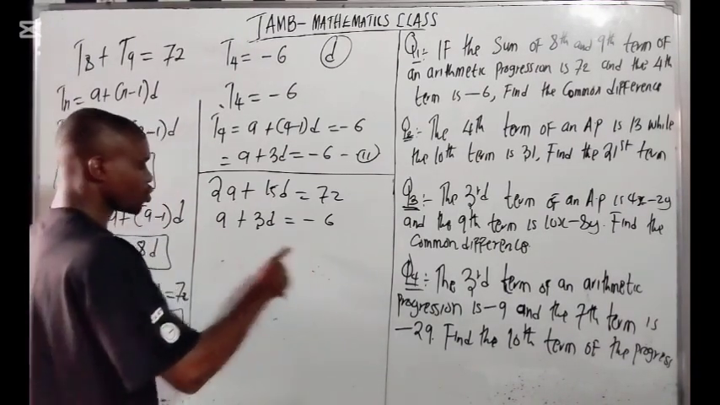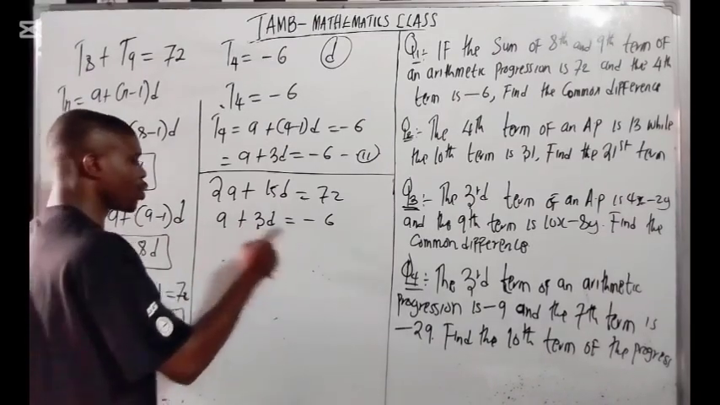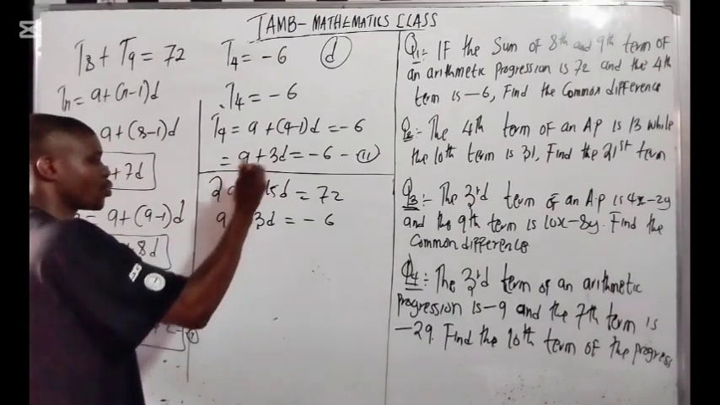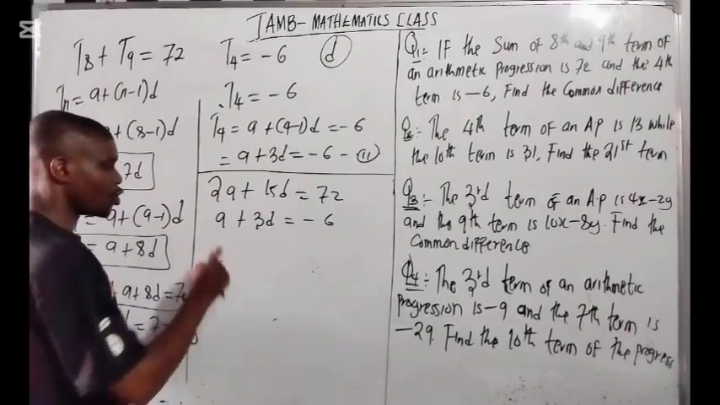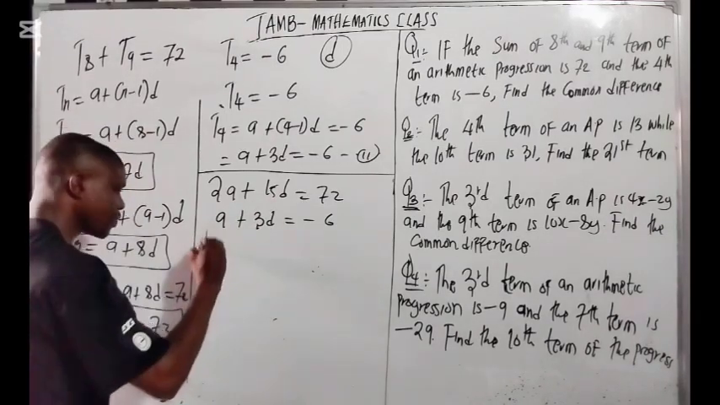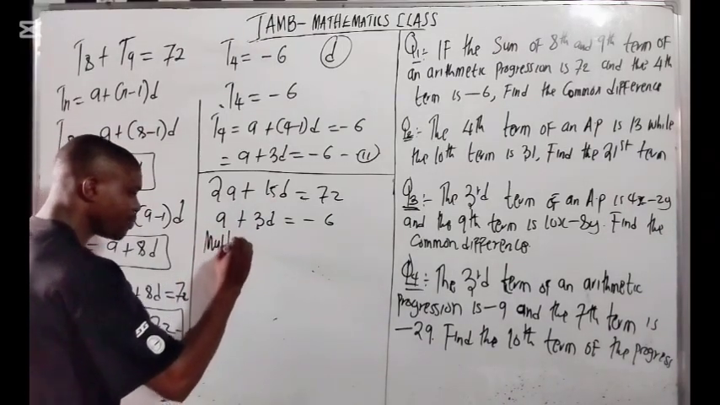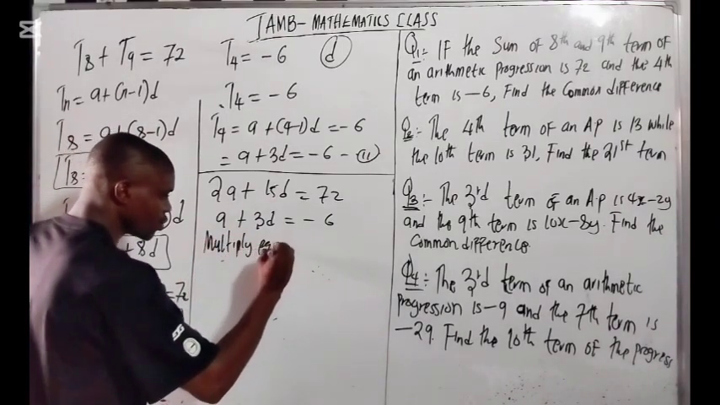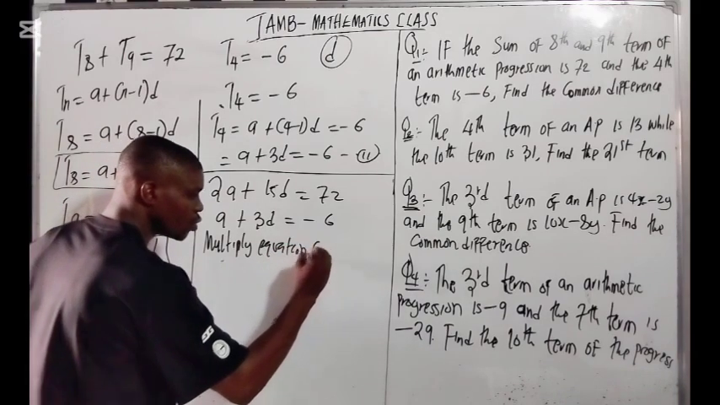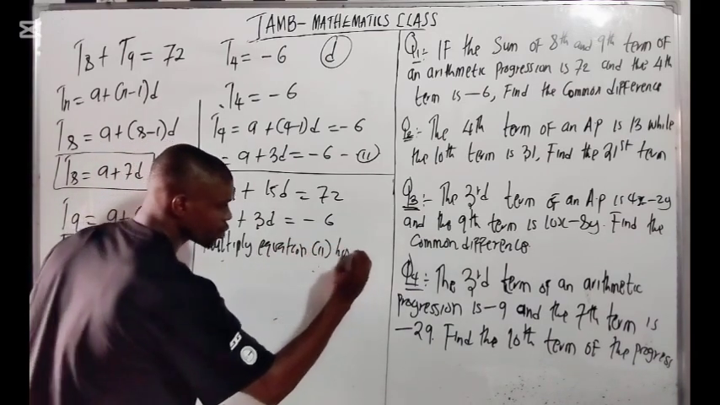Can you see that? So it will be 2 times this because I want this to be the same, so that the two can cancel out. Do you understand? So I'm going to multiply equation 2 by 2. It's okay.